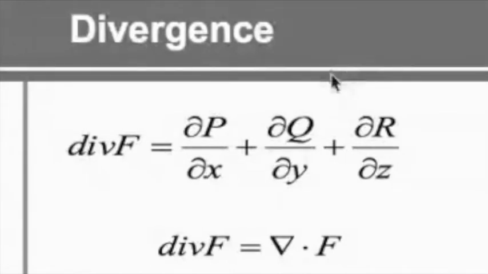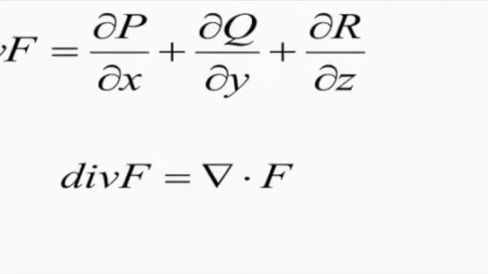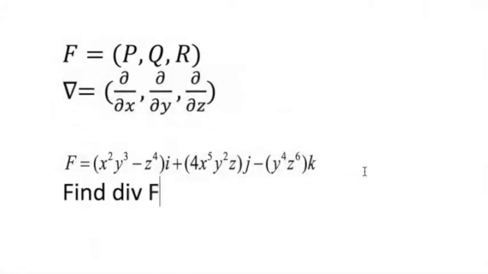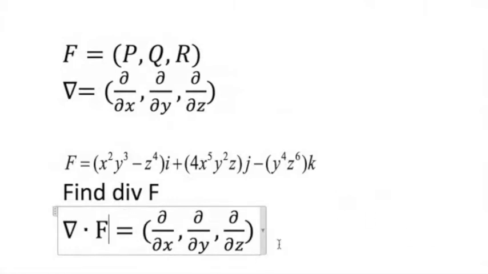The divergence we refer to, or use the symbol div f, or nabla dot f, which is a scalar product. So when we have two vectors, we'll be able to do this. Let's calculate this example. Find div f. Div f can be written as nabla dot f equals.